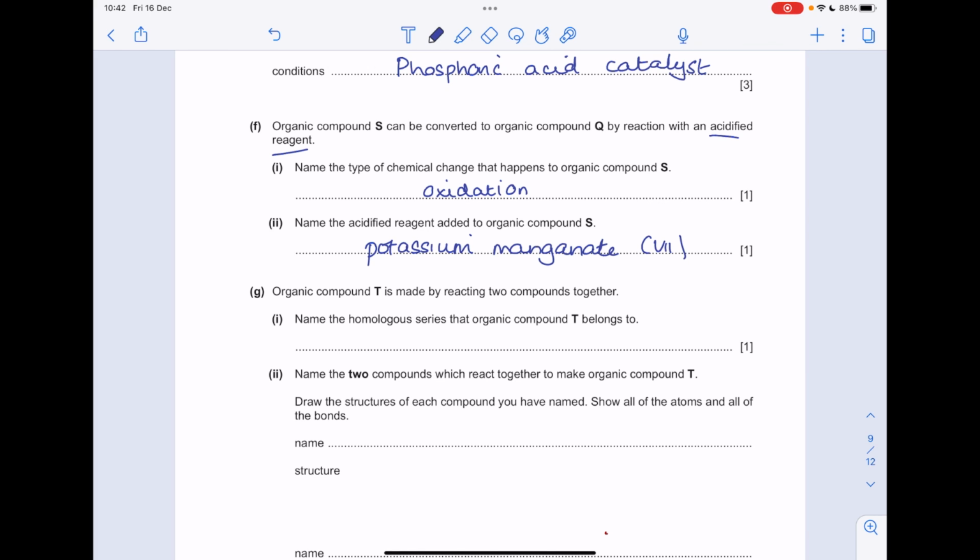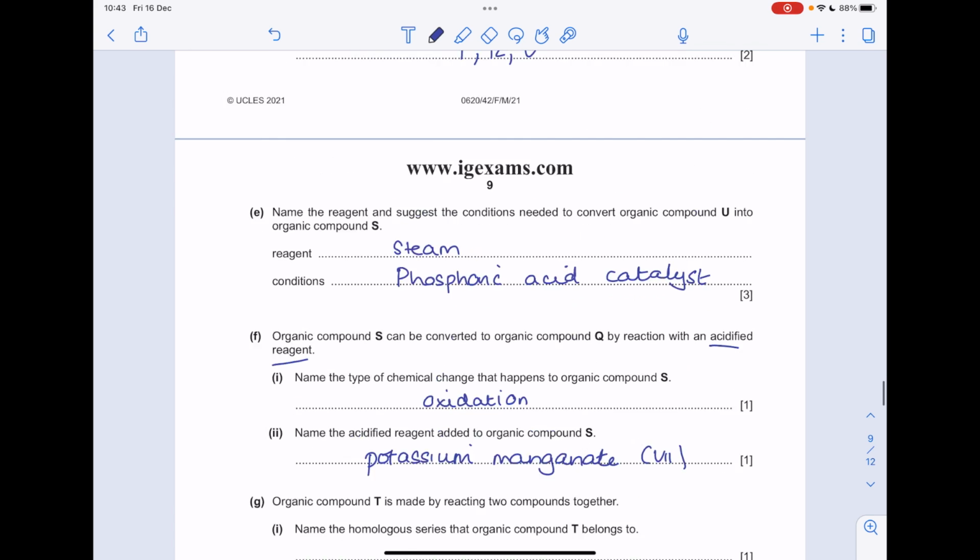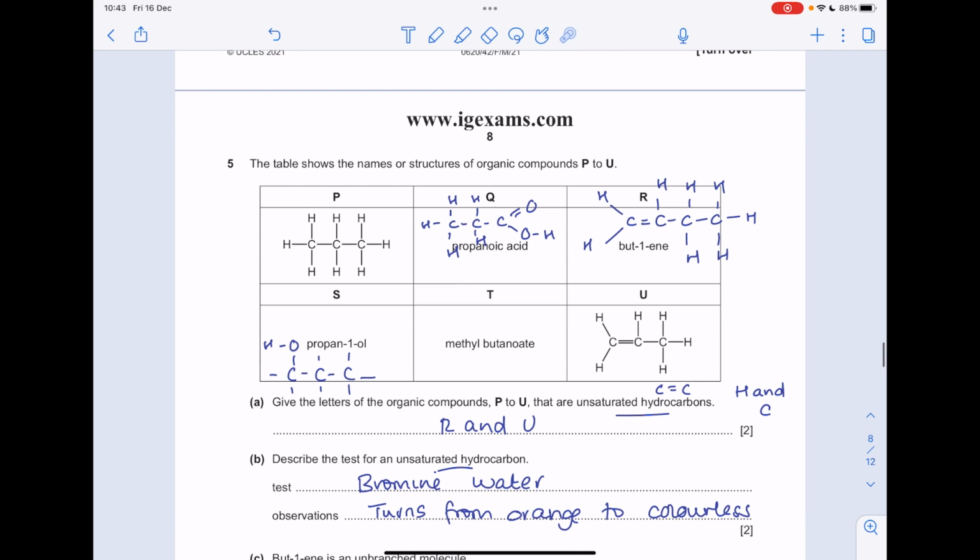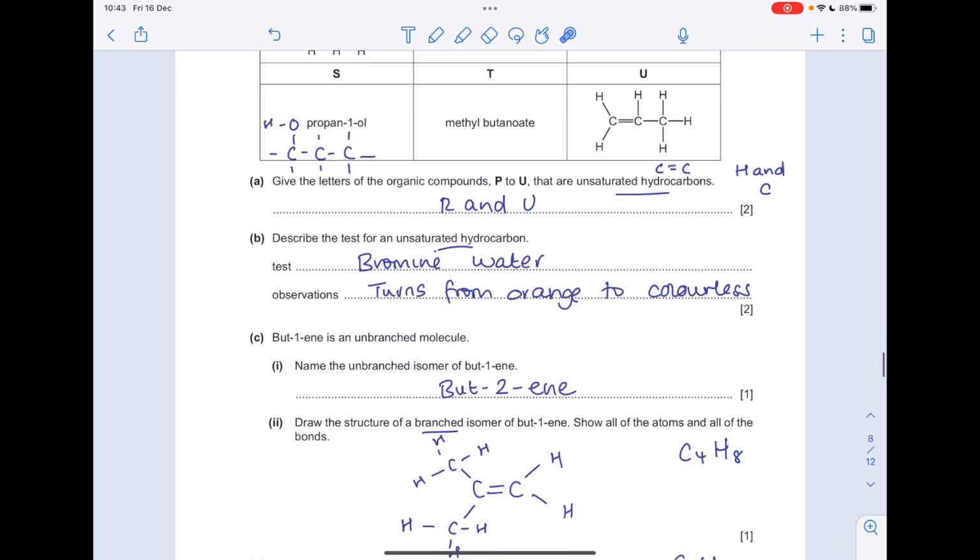Organic compound T is made by reacting two compounds together. Name the homologous series that organic compound T belongs to. It's got a very distinctive name here. It's an ester.